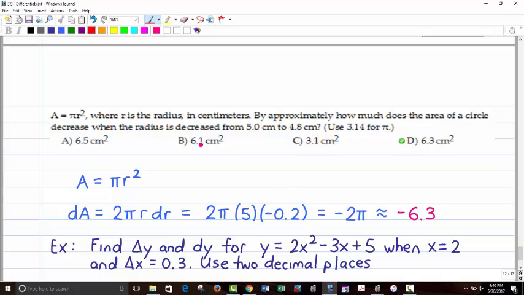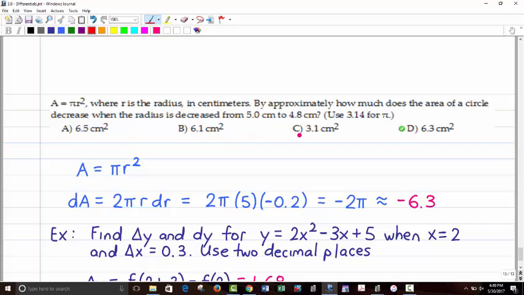So let's see another circle problem, but this is not worded like the last one. Area is pi r squared. How much does the area of a circle decrease when the radius goes from 5 to 4.8? Now this is a little tricky because it's not a measurement error problem. This is just going back to finding how much the area would change by. It's more just a straight differential question.